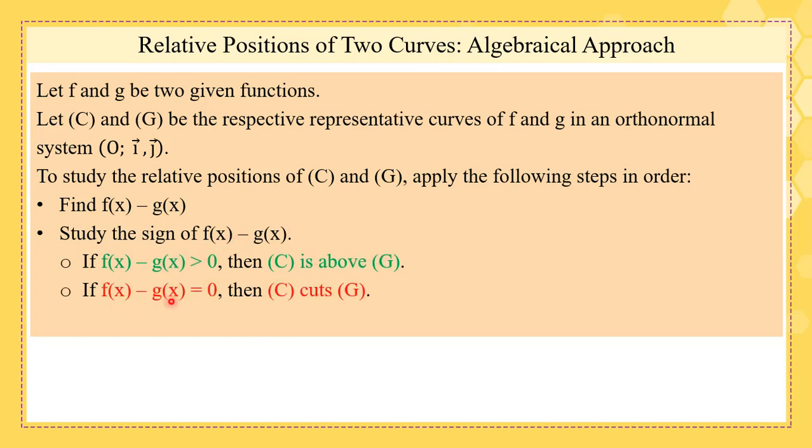Now, if f of x minus g of x is equal to 0, we can say that C cuts G, and if f of x minus g of x is less than 0, we can say that C is below G. So in fact, the relative positions of C and G depend on the sign of f of x minus g of x. Greater means above, equal means cuts or intersects, and smaller means below.